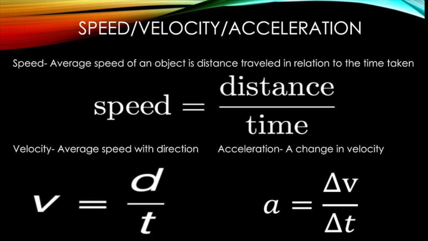The average speed of an object is distance traveled in relation to the time taken. Velocity is average speed with direction. Acceleration is a change in velocity over a change in time.